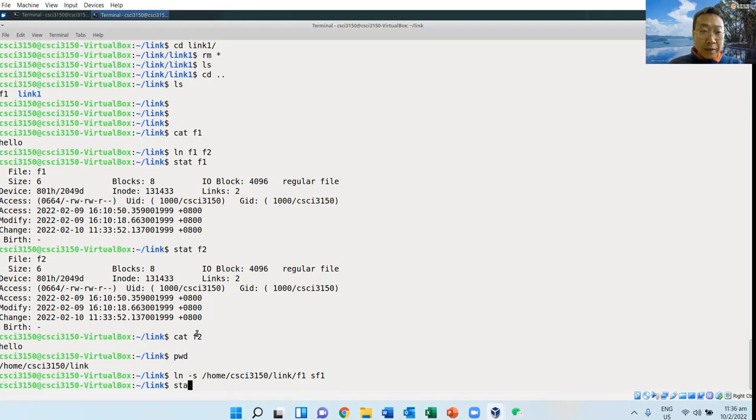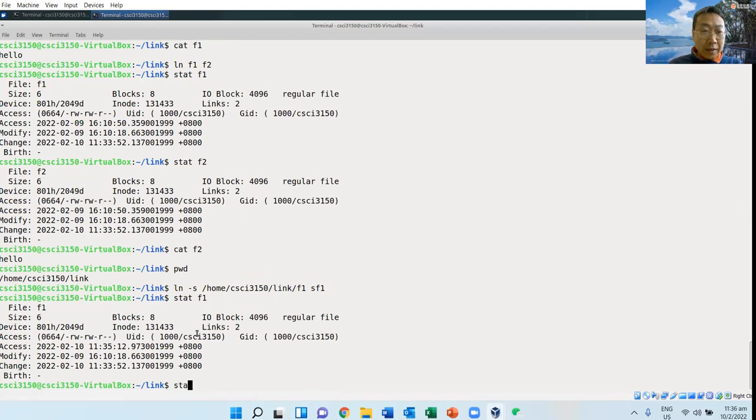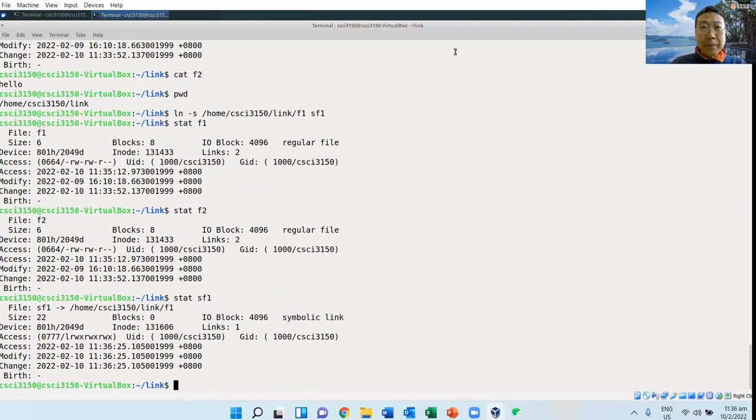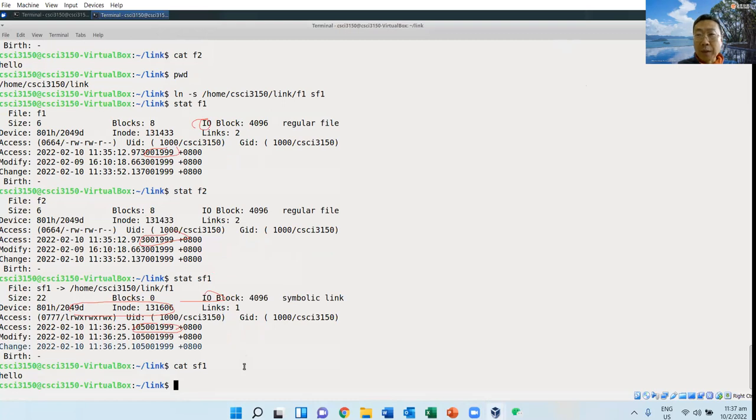Then let's look at it. You can see that this is F1, F2, and SF1, okay? Certainly, SF1 has a different inode number from the file we link to, F1. You can see the content is the absolute path, basically. So now SF1 is a symbolic link to F1, okay? So if we want to print out the content of SF1, because this is a link to F1, we go to F1 to get the content, right?